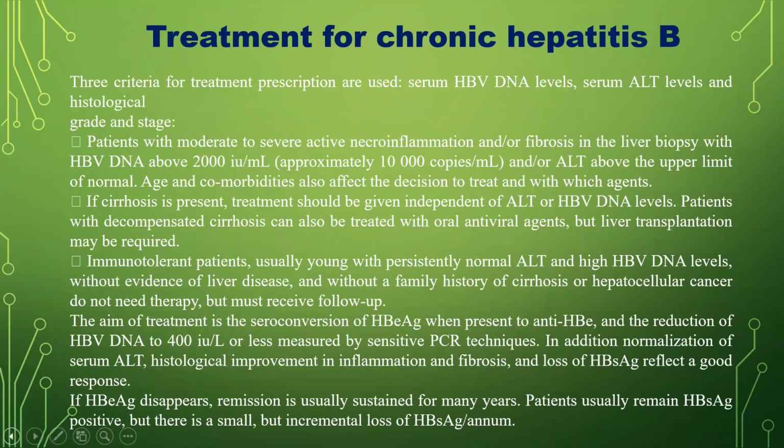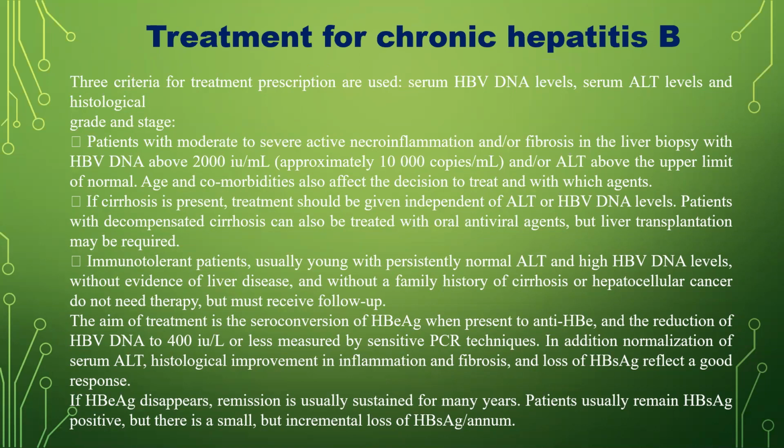Three criteria for treatment prescription are used: serum DNA levels of hepatitis B, serum ALT, and histological grade and stage. Patients with moderate to severe active necroinflammation or fibrosis in the liver biopsy, with DNA above 2,000 units per milliliter and ALT above the upper limit of normal. Age and comorbidities also affect the decision to treat and with which agent.